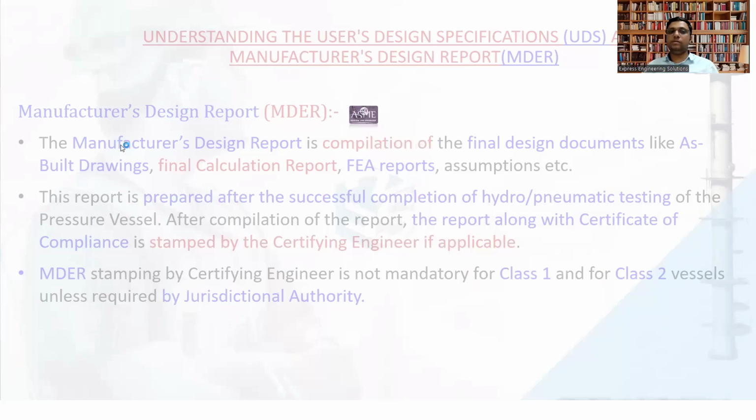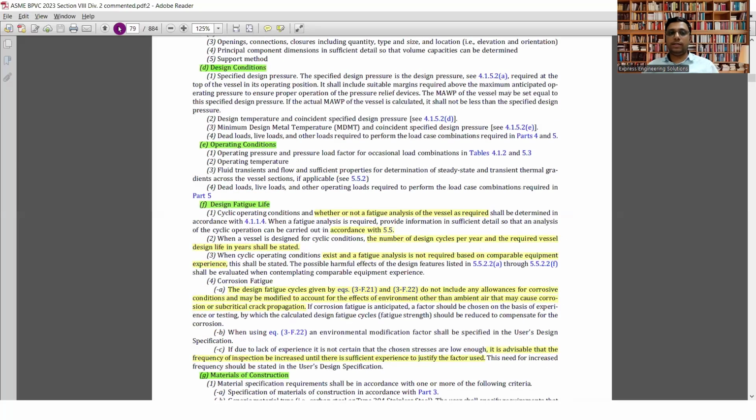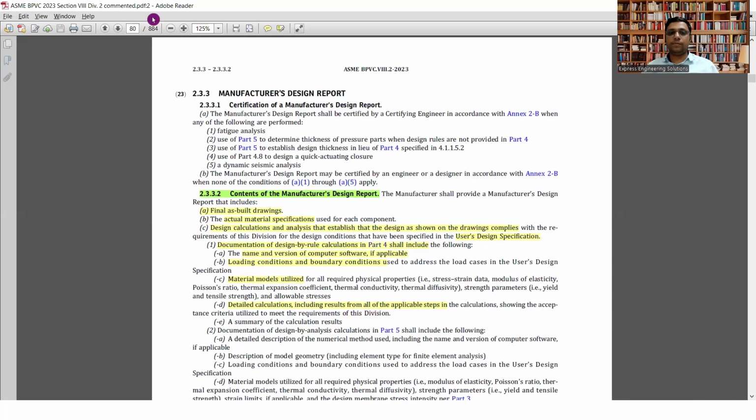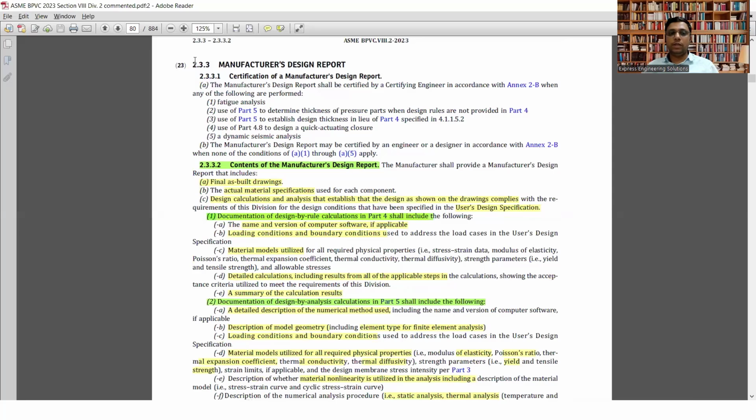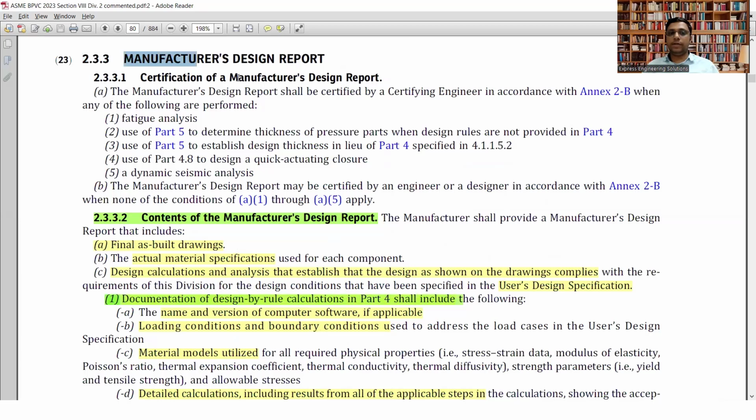So when it comes to the manufacturer's design report, what are the things which need to be specified under that? Let us see that part as well. For the manufacturer's design report, we have to look into clause 2.3.3. As per ASME Section 8 Division 2, in 2.3.3 of the Part 2 document, the manufacturer's design report certification, who is supposed to certify that? That information is given here.